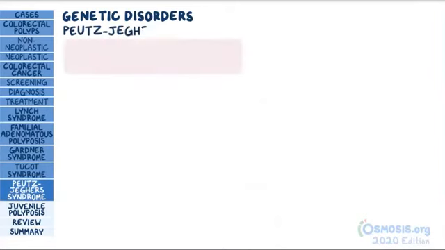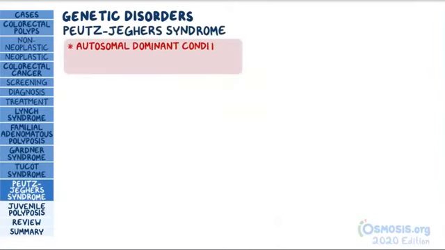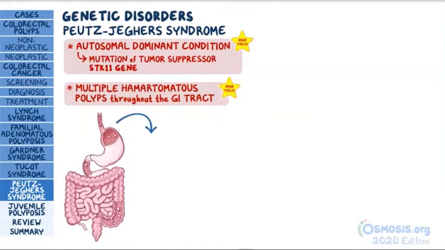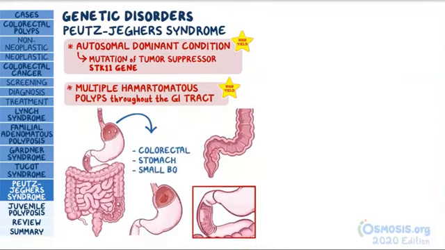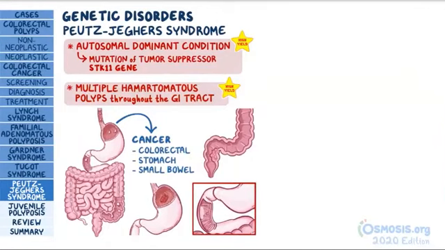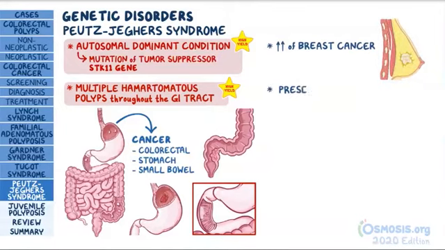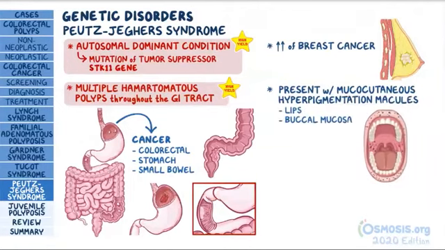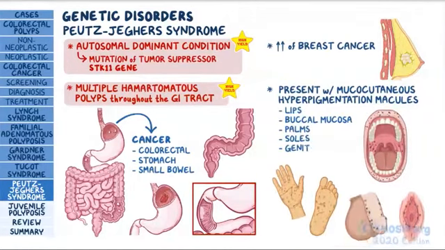The next one is Peutz-Jeghers syndrome, an autosomal dominant condition caused by a mutation of the tumor suppressor STK11 gene. Peutz-Jeghers syndrome is characterized by multiple hamartomatous polyps throughout the gastrointestinal tract. These can develop into colorectal, stomach, and small bowel cancer. Outside of the GI tract, there's also an increased risk of developing breast cancer. It can also present with mucocutaneous hyperpigmentation macules, which are usually located on the lips, buccal mucosa, palms, soles, or genitalia.